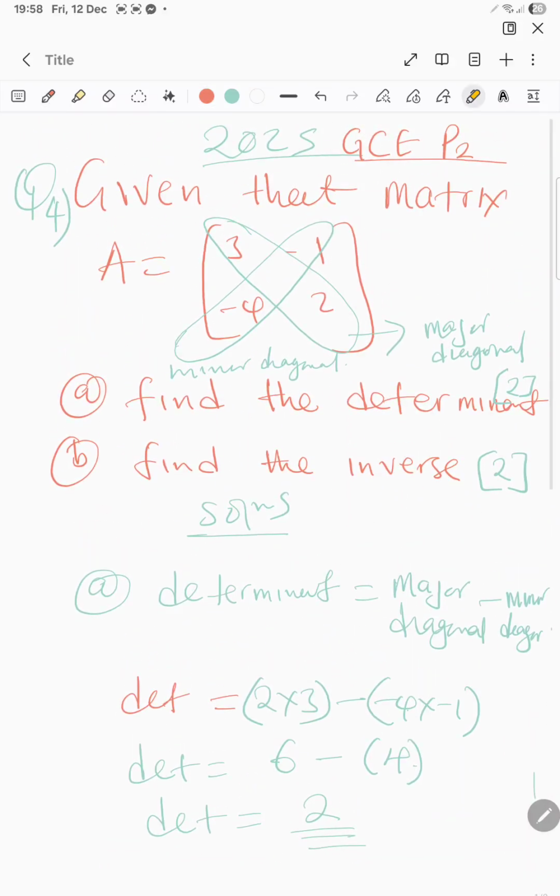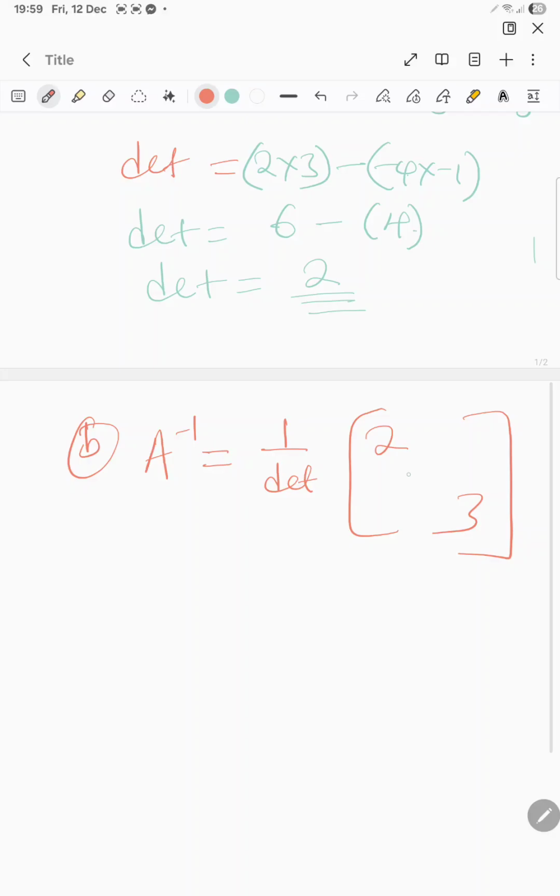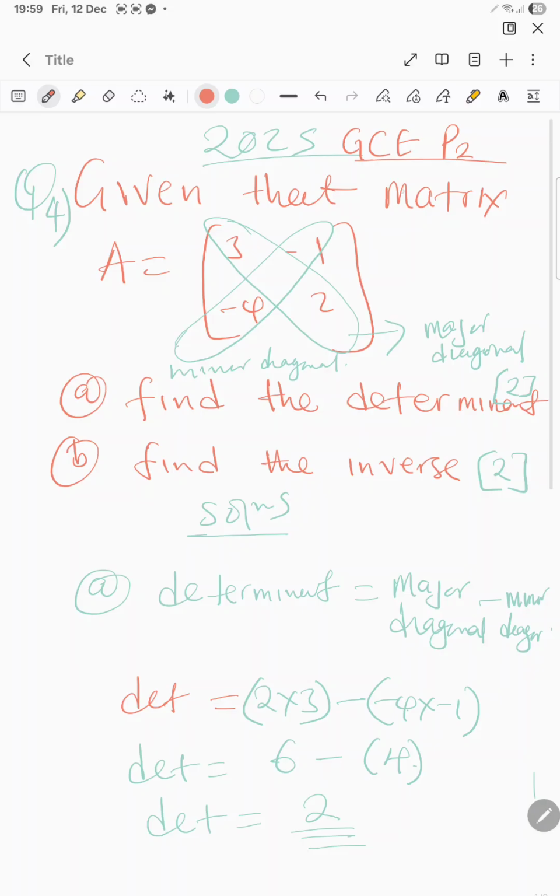Then you go to the minor diagonal. In the minor diagonal, the elements remain the same, but you need to change their signs. If a number is negative, it should be written as positive, and if it is positive, it should be written as negative. In our question, all the numbers are negatives, so we change their signs to positives. We write this as a +1 and this as a +4.